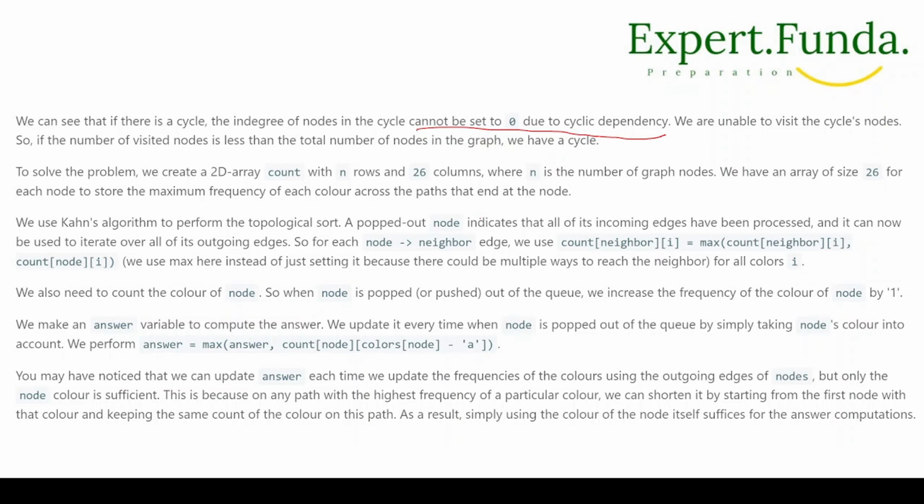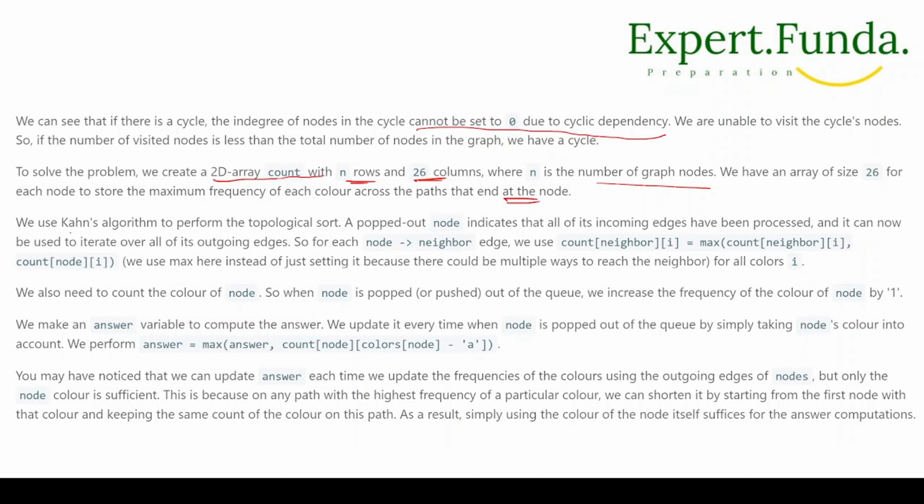So to solve this problem, we will create a 2D array count with n rows and 26 columns, where n is the number of nodes in the graph. We have an array of size 26 for each node to store the maximum frequency of each color across the path that ends at that node.